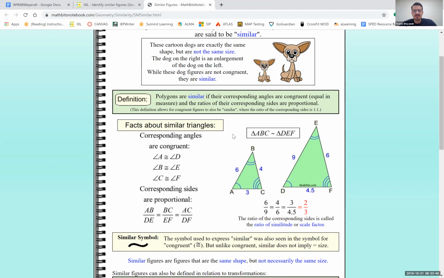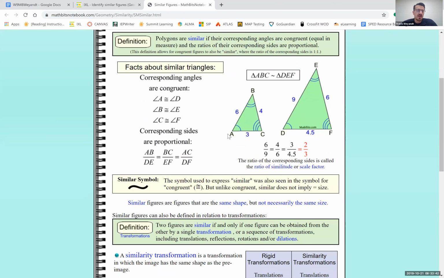If we look at the example below, we're looking at the idea of triangles. If we look at these two triangles, we're going from 6 to 9, 4 to 6, and 3 to 4.5, using our scale factor here, 2/3, being multiplied by these numbers correctly gives us these numbers. So we would say their corresponding sides are proportional, and we've already talked about that a little bit in our last unit.